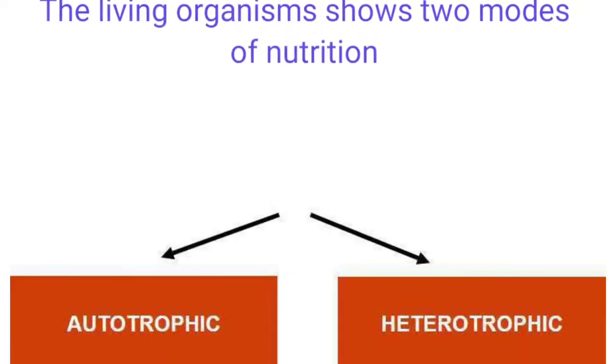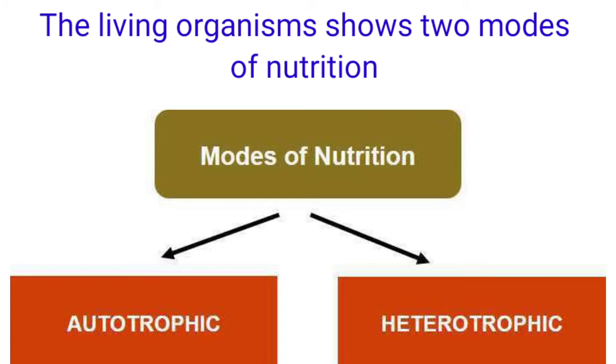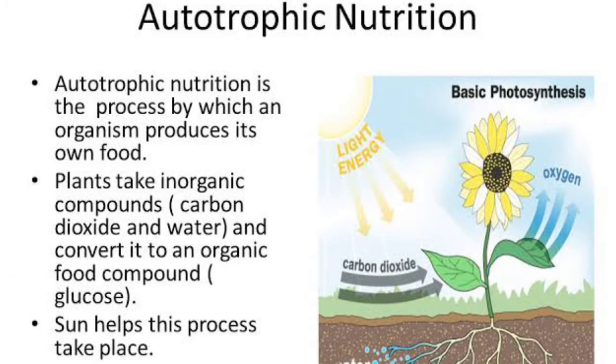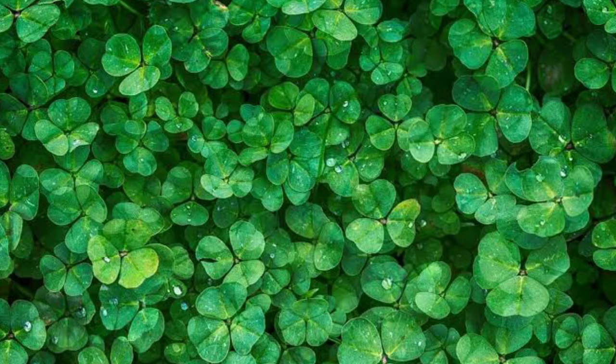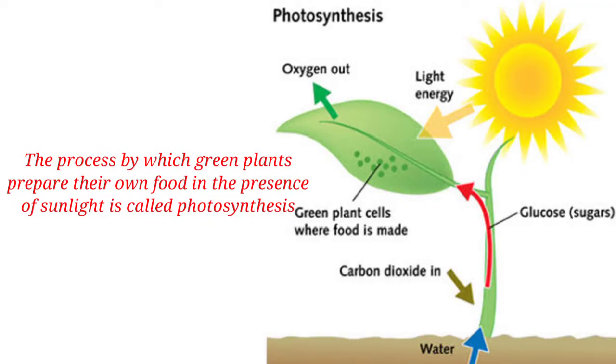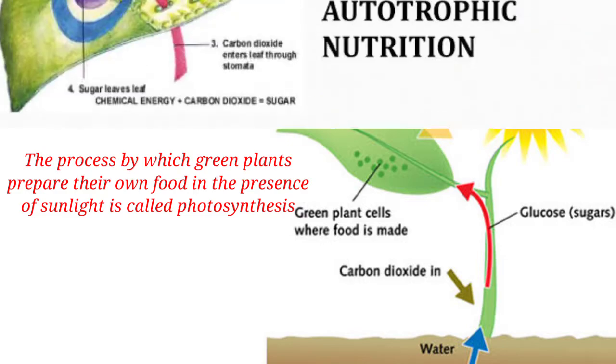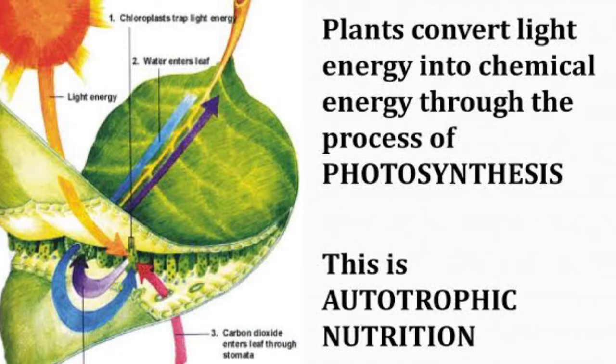The living organisms show two modes of nutrition, autotrophic mode and heterotrophic mode. So first we understand about autotrophic. Autotrophic nutrition is the process by which an organism produces its own food. For example, green plants. We know plants are autotrophs and the process by which green plants prepare their own food is called photosynthesis. Children, plants convert light energy into chemical energy through the process of photosynthesis. So this is autotrophic nutrition.